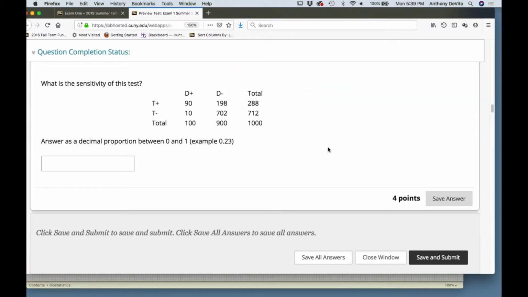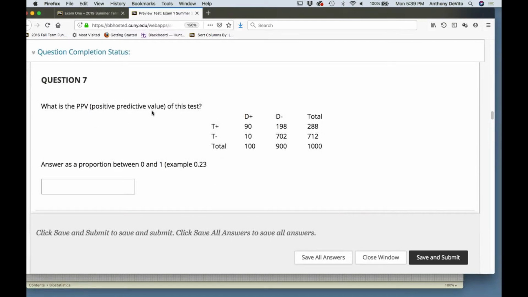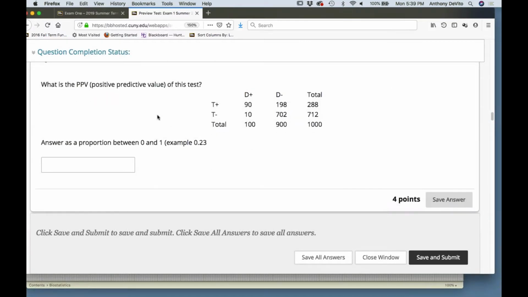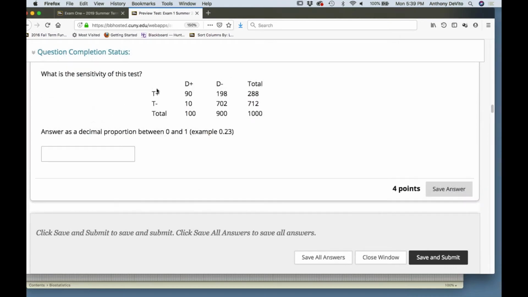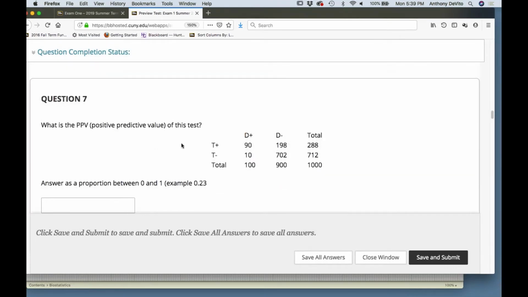Point 1. What's the sensitivity of this test? Well, sensitivity tells us how good it is at actually identifying people that have the disease. So out of the 100 people that actually have the disease, it correctly identified it in 90 of them. So the sensitivity is 90%. What's the positive predictive value of disease? Well, the positive predictive value is tied into these positive tests. Everybody that's in this top row has tested positive. These 90 have tested positive and have the disease. These 198 have tested positive, but they're negative. They don't have the disease.